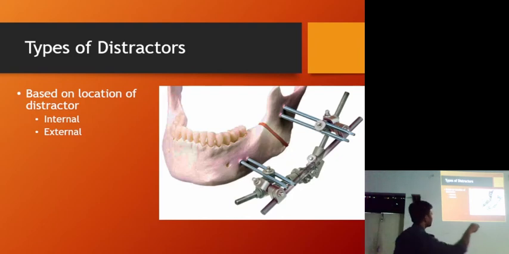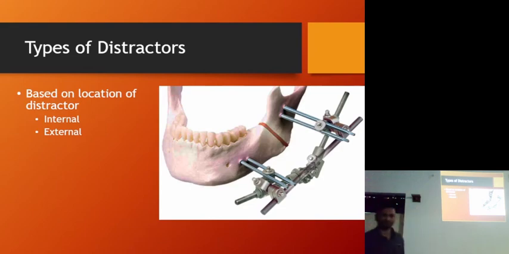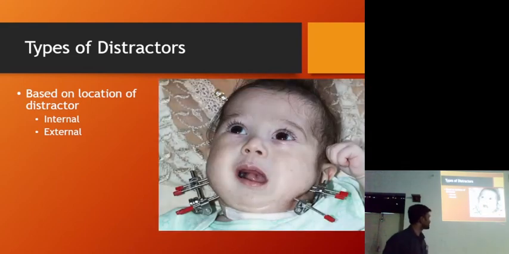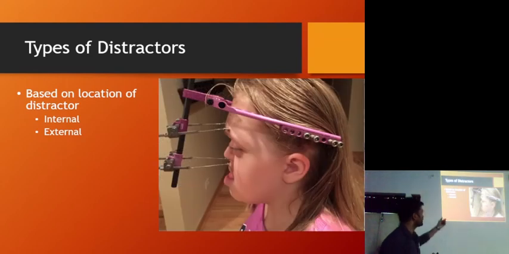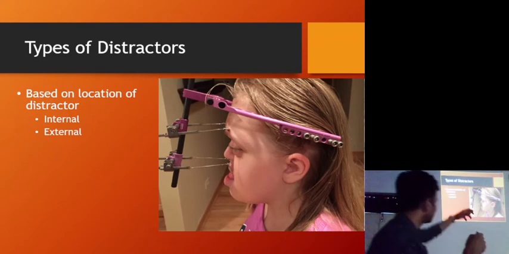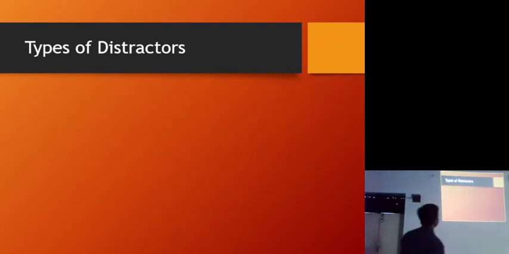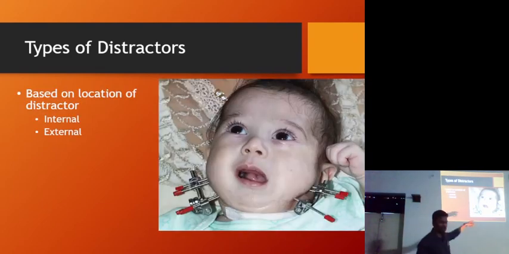So this is the external distractor device. This is the external distractor device in place. This is the halo frame, halo distractor device, and this is used to pull the maxilla forward. Now the problem with this is, give me two pens. Pens, please. So we use pin fixation in these cases.